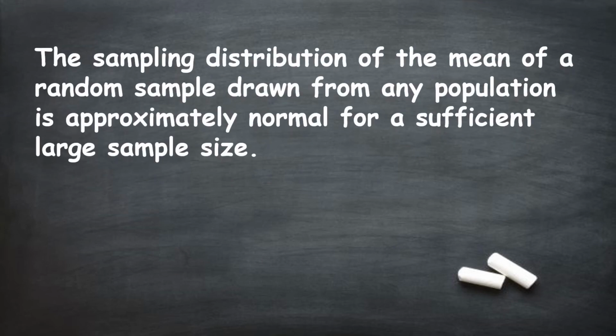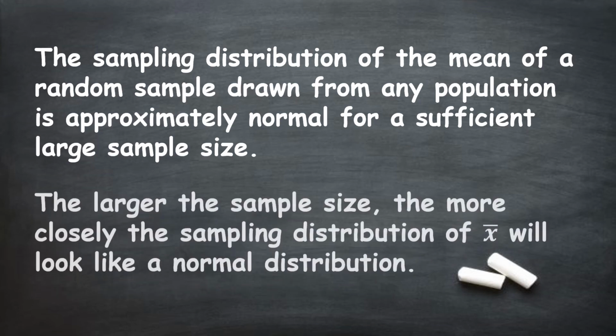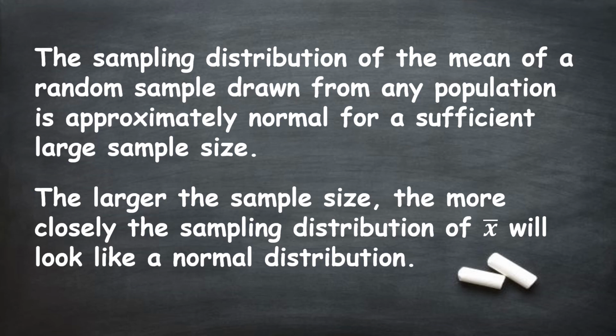So according to the central limit theorem, the sampling distribution of the mean of a random sample drawn from any population is approximately normal for a sufficiently large sample size. The larger the sample size, the more closely the sampling distribution of the mean will look like a normal distribution.